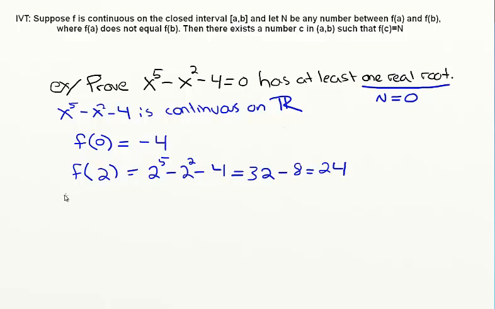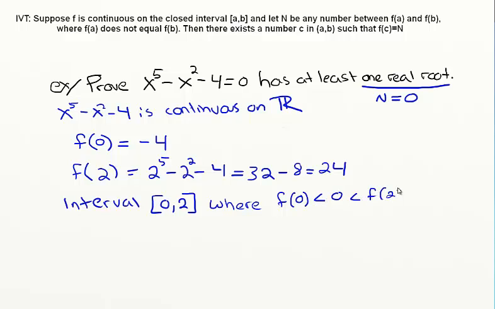So we'll let our interval be the closed interval from 0 to 2, which f is continuous on. It's continuous on all real numbers. And 0 is between f of 0 and f of 2, which was negative 4 and 24.